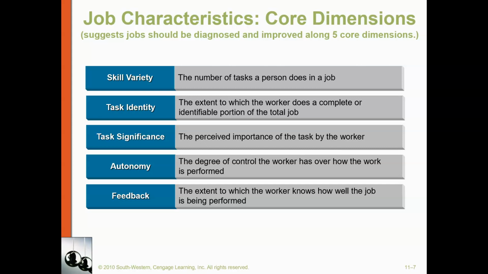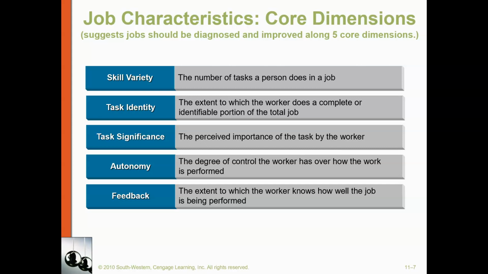You look at skill variety, which is how many different tasks do I do in a job. Task identity, the extent to which a worker does a complete or an identifiable portion of a total job. How important we think that task is, which is task significance. How much autonomy that person has in the job, which is how much control they have over how that work is performed. And then also feedback. Do your employees get any feedback on how they're doing in their job?